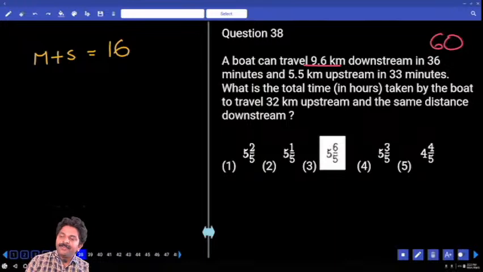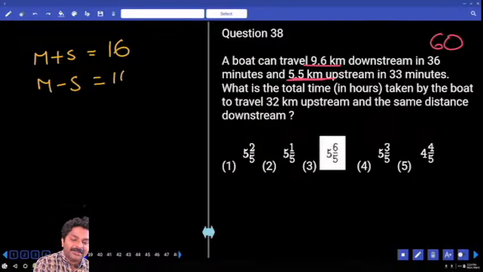Next. 5.5 kilometers upstream in 33 minutes. Using 33, we need to get 60. How do you get that? Divided by 11, into 20. 33 divided by 11, how much is that? 3 into 20, 60. Apply the same: 5.5 divided by 11, 0.5 into 20, 10. So upstream speed is equal to 10.